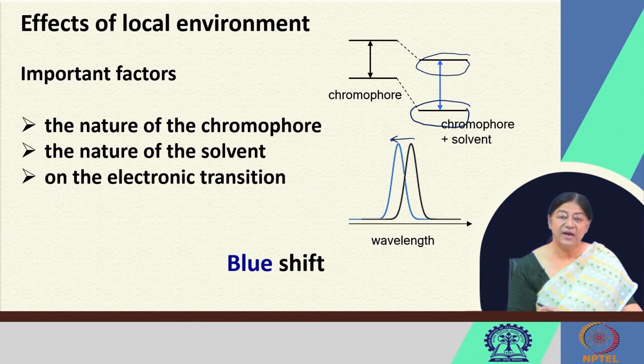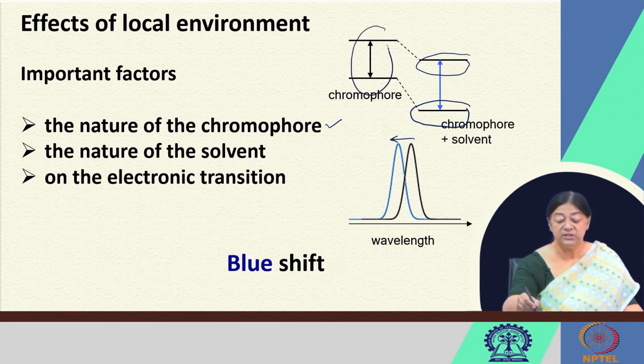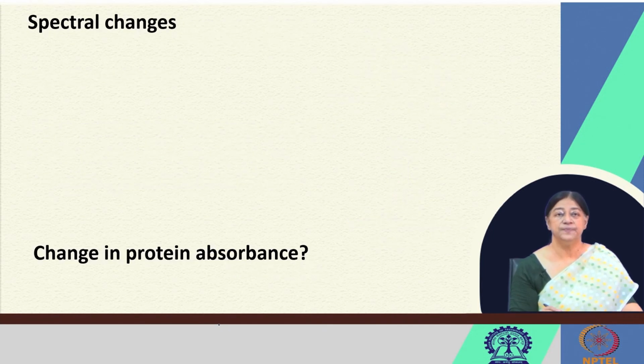So the important factors that play a role here are the nature of the chromophore, which would be involved in the specific transitions that we're looking at, the nature of the solvent, because that is going to give the interaction specifics, and of course the electronic transition. So these are the factors that are important in our spectroscopic aspects of the peptide bond, or for that matter for the aromatic amino acid residues.